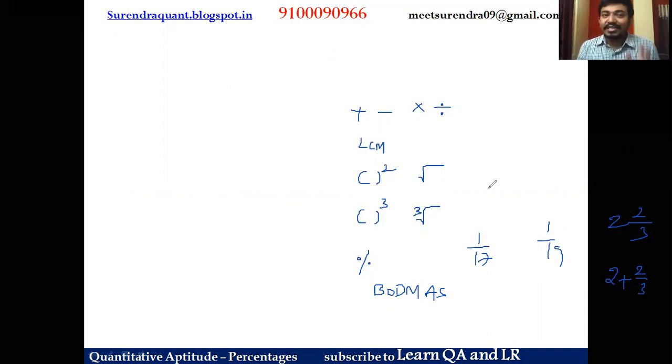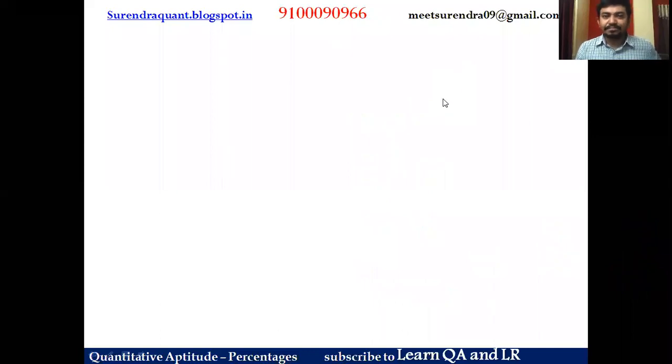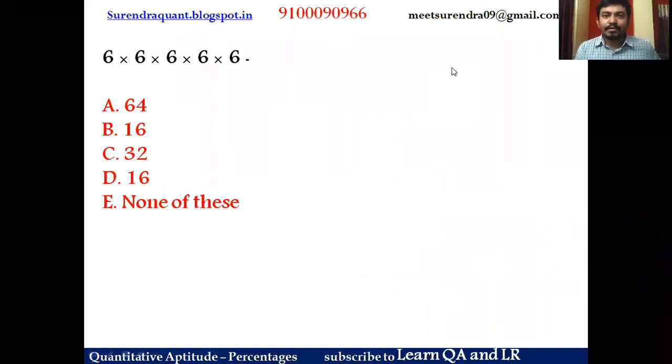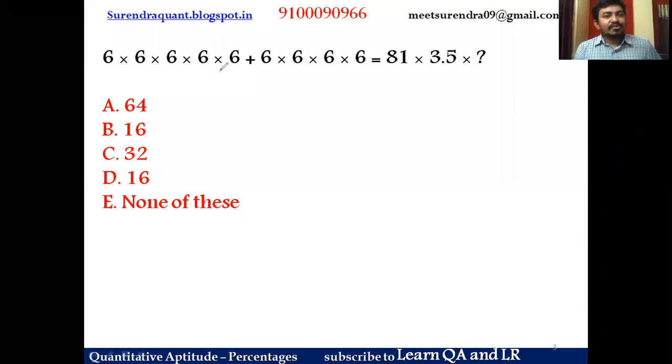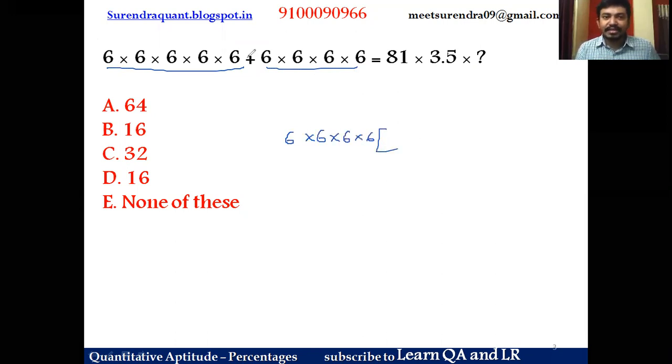So let's start. 10 different varieties of questions can be done in this video. Let's see the first question. 6 into 6 into 6 into 6 into 6 to the power 5, plus 6 to the power 4. If I take 6 to the power 4 common, in the bracket, here 6 is left, here 1 is left. So 6 plus 1, 7, right?